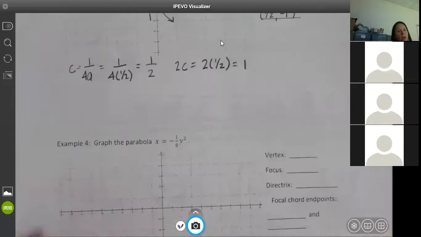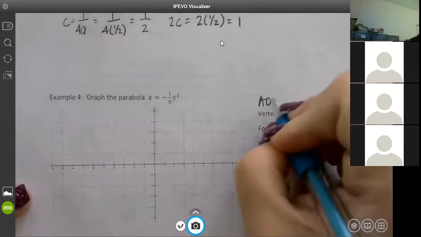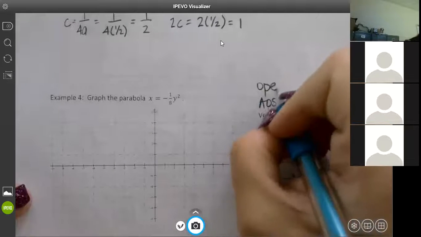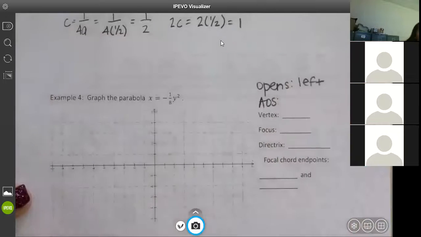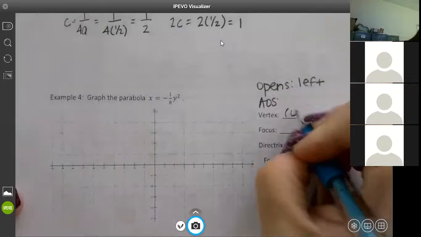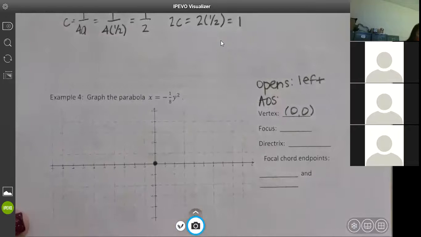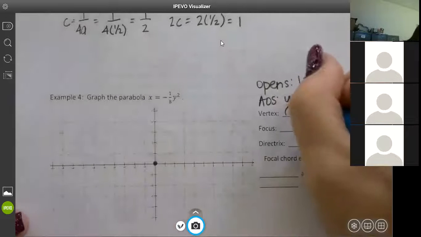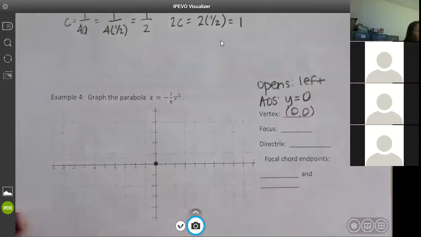All right. Example 4. It's already solved for us. Which way does this one open? How do you know it opens to the left? It's x equals, so that means it goes left or right. It's a -1/8, so that means to the left. What's your vertex? Your axis of symmetry is the opposite of your equation, so y equals, and the y coordinate of your vertex is 0.